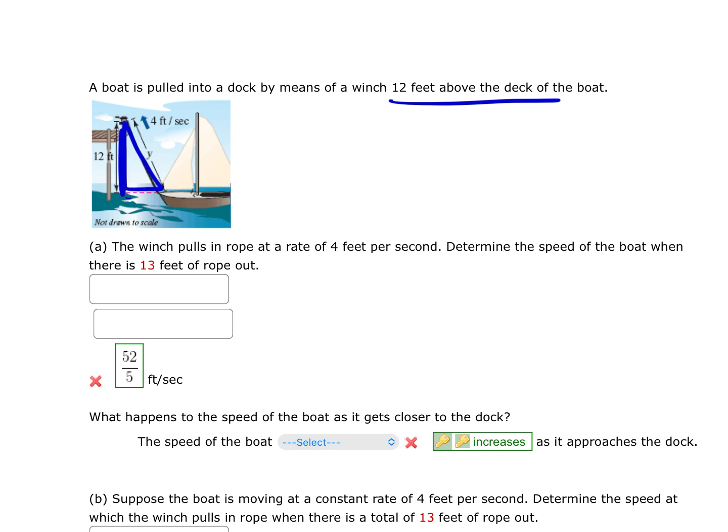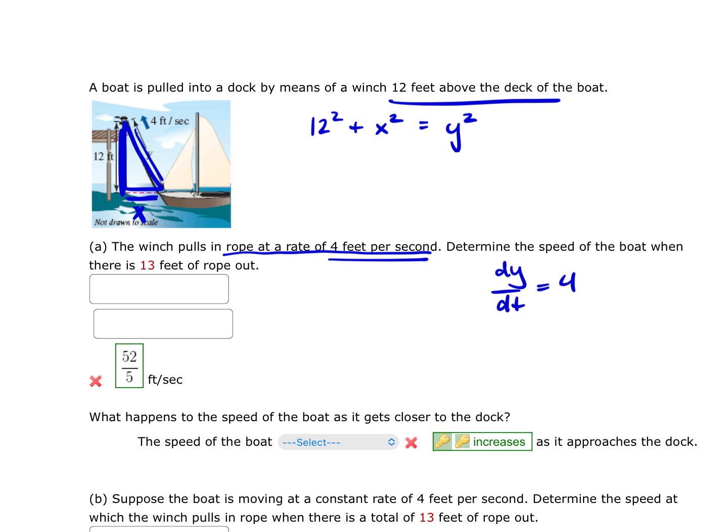But what is changing is the distance from the boat to the deck and the length of the rope. So I'll call the distance at the bottom x. So we have 12 squared plus x squared is equal to y squared, because y is our hypotenuse. We're given that the winch pulls in a rope at a rate of 4 feet per second. So the rope's going in at 4 feet per second. So our rope is y, so that would be dy over dt is 4.